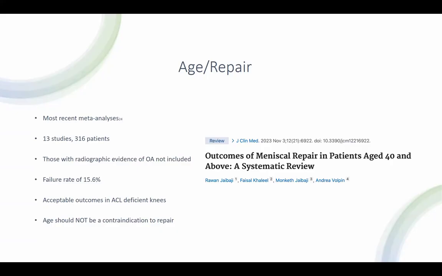Limitations include the heterogeneity of the patient populations included, obviously different repair techniques, postoperative protocols, and judgment of healing, including second look arthroscopy, MRI, and clinically, as well as the duration of follow-up. As such, in the non-arthritic knee, repair may be a feasible option in those over the age of 40.